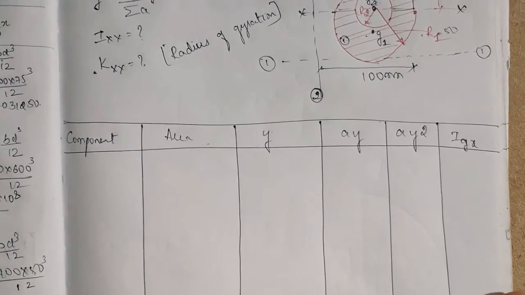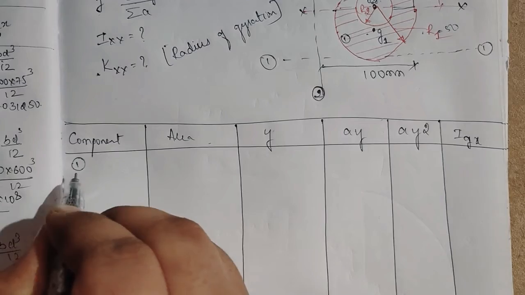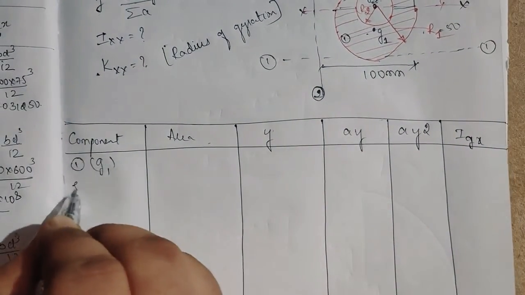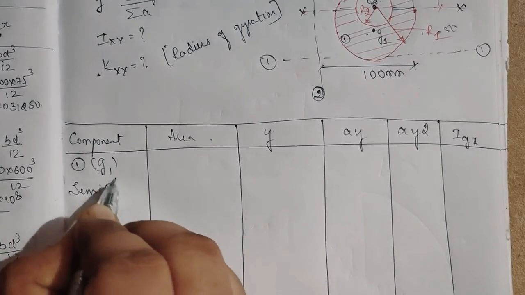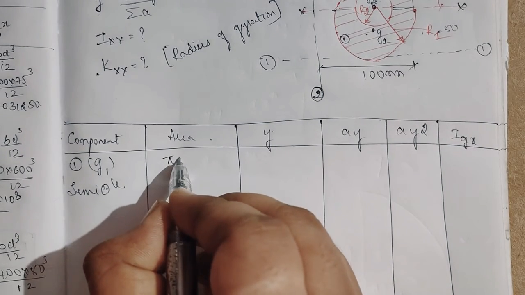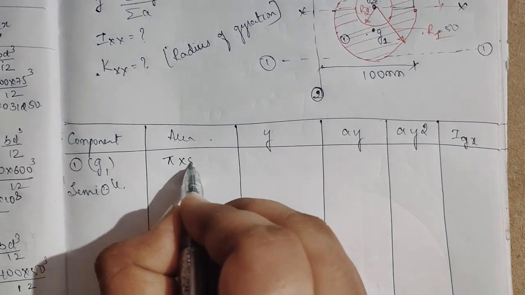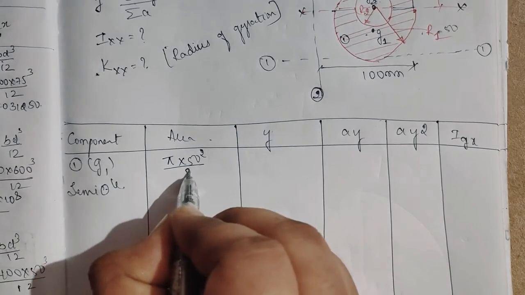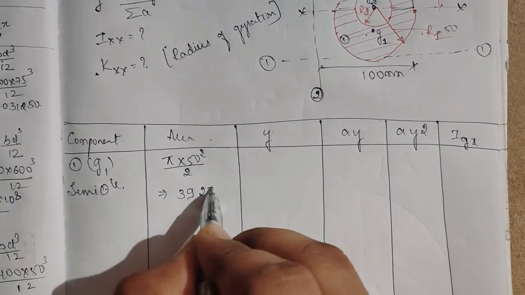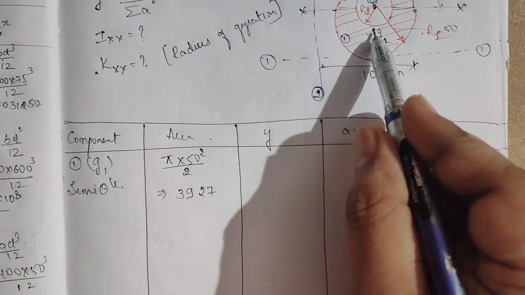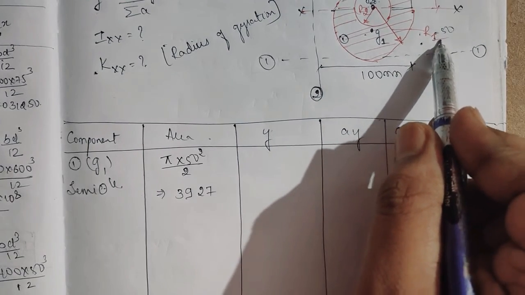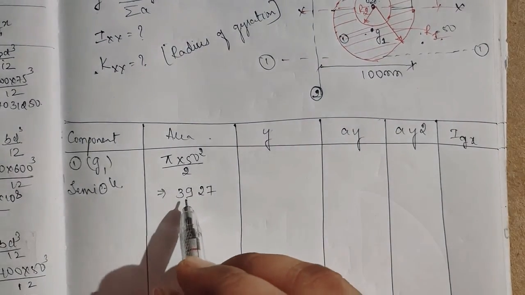So this is the tabulation. First of all, we will consider the semicircle, G1. What is the area of the semicircle? I'll write it directly, without the formula. Pi into 50 square divided by 2, so it will be 3927. Here r1 is 50, so pi r square by 2 gives 3927.